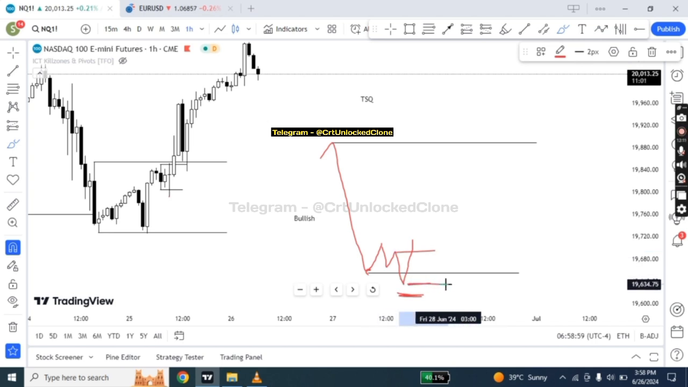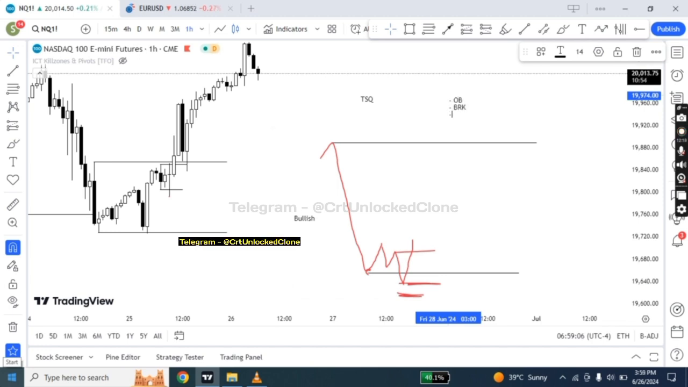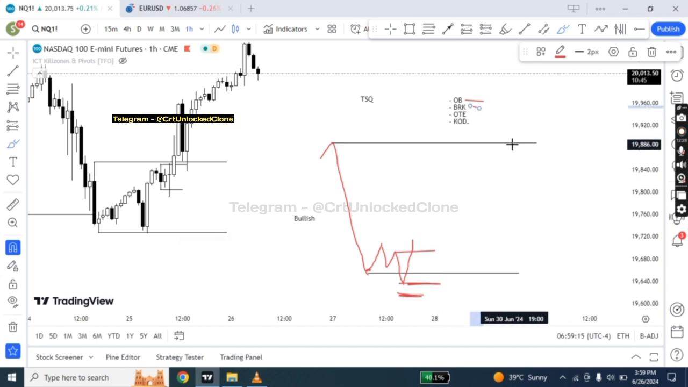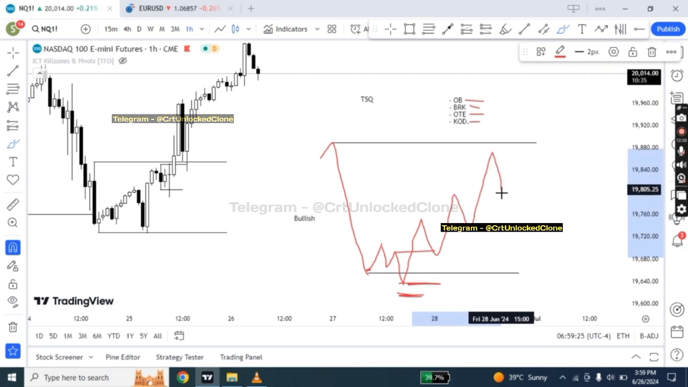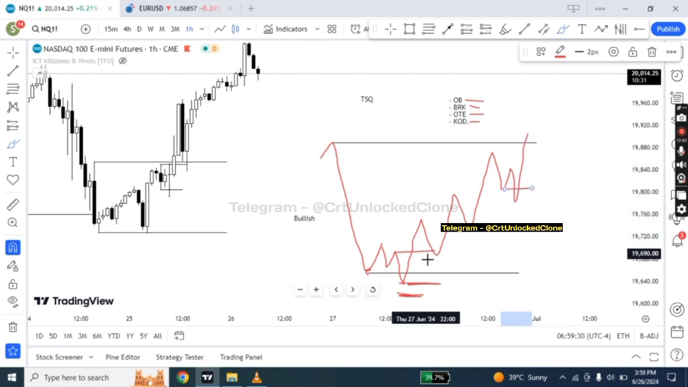Now what you need to remember is that there is a specific sequence of price action that price follows before it reaches the opposing end of the CRT or the opposing end of the range, right? That sequence consists of an order block entry, a breaker entry, an OTE entry, and last but not least a KOD entry, right? The order block entry forms immediately, which is when price retests that swing that took the CRT low, and then price reacts off of that.